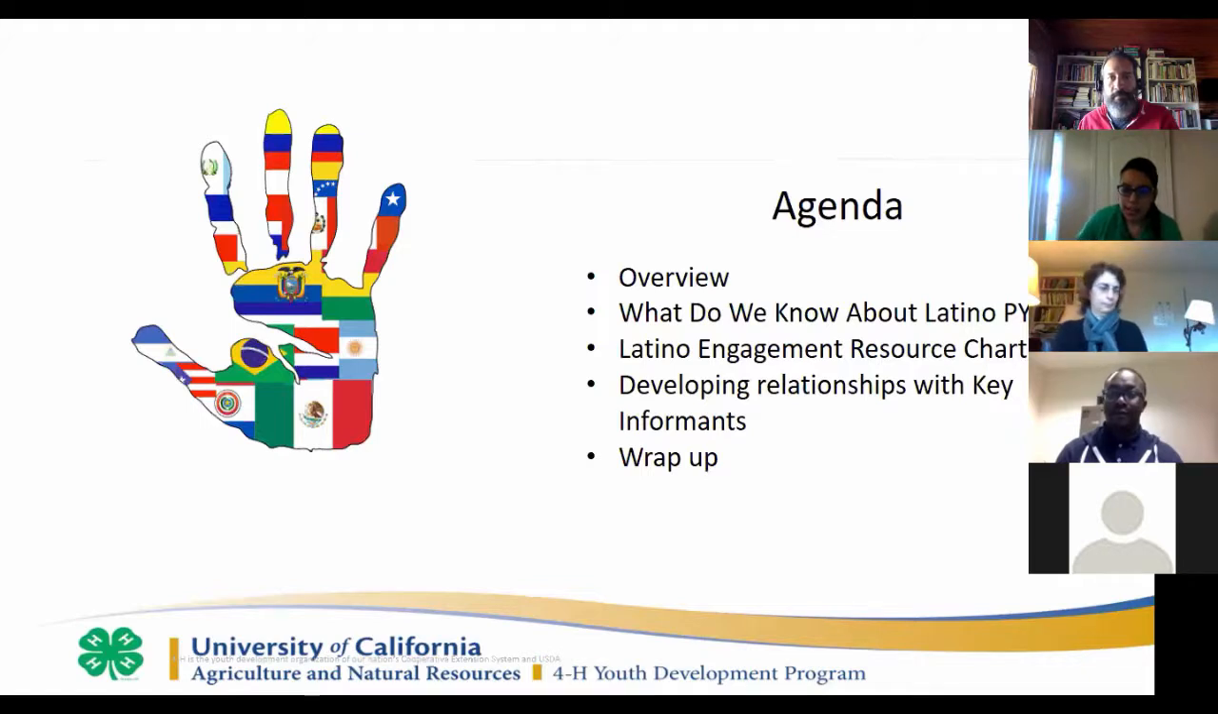Welcome everybody again. This is our map for the day. We're first going to start with an overview of the Latino population in the US, and then we're also going to discuss what we know about Latino positive youth development. Once we have this, we will do the 3 tools that we have been using in California to support, engage, and retain Latino youth in our extension programs. And then we're going to be ready for our next call.